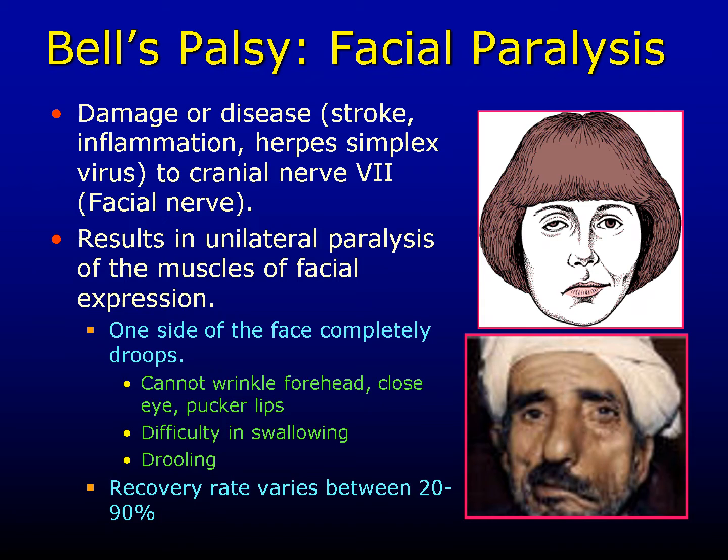In these pictures, note how one side of the face droops. Not only that, Bell's palsy victims cannot close their eye on the affected side, which may cause the eye to dry out, resulting in permanent damage. They may also suffer from difficulty swallowing and drooling.